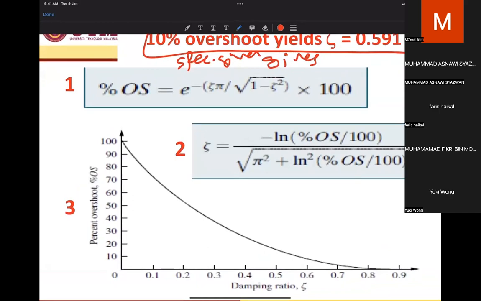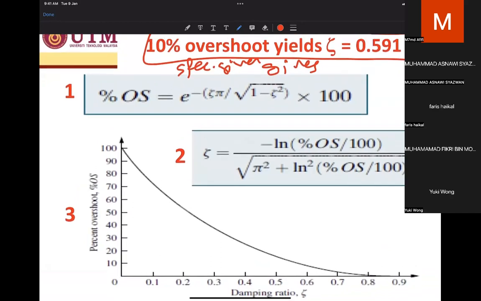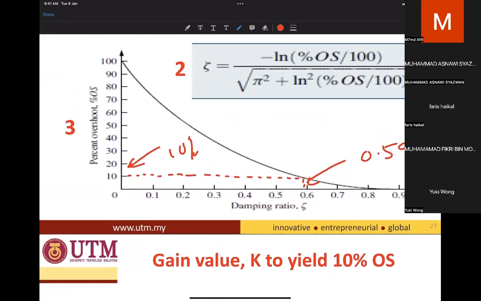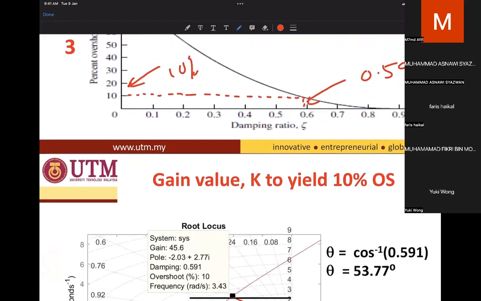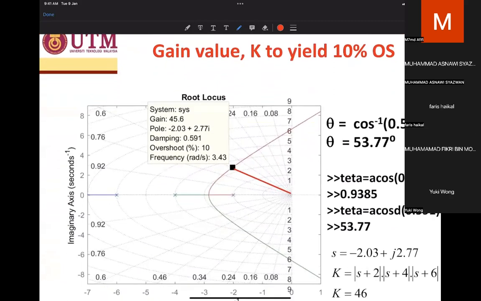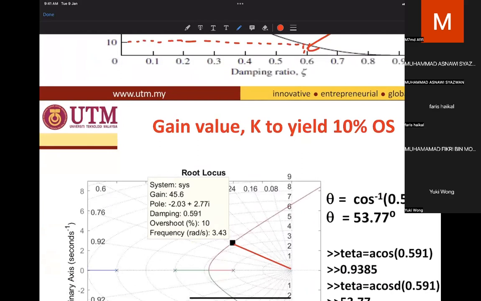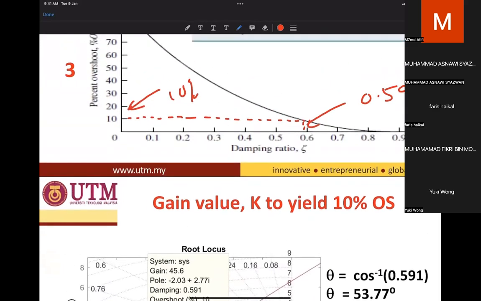So which one is the best, Prof? The best one in 5 seconds is this one, using your graph. Provided you have a ruler, and then it goes down. So you get the 10% here. And this here is 0.591. 5-second method. Use the third graph, okay? So it's attached in the test and in the exams.